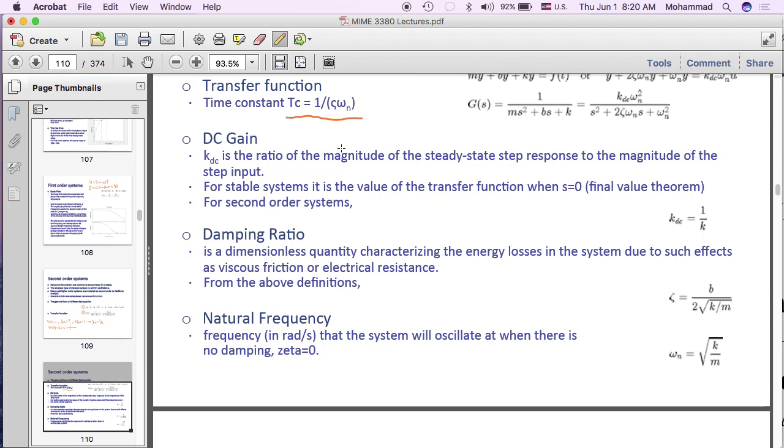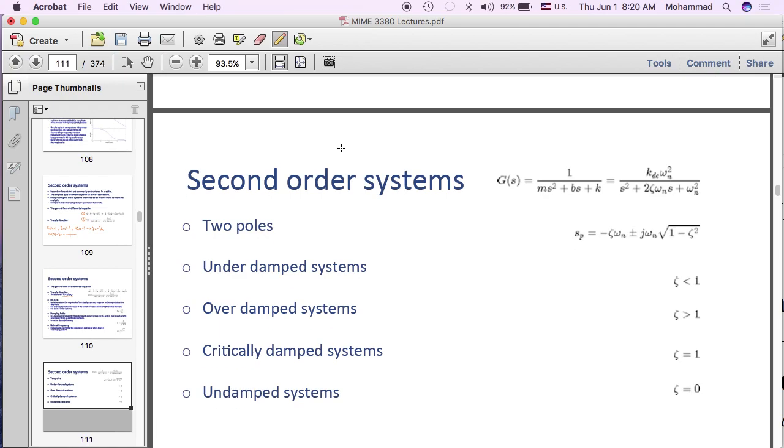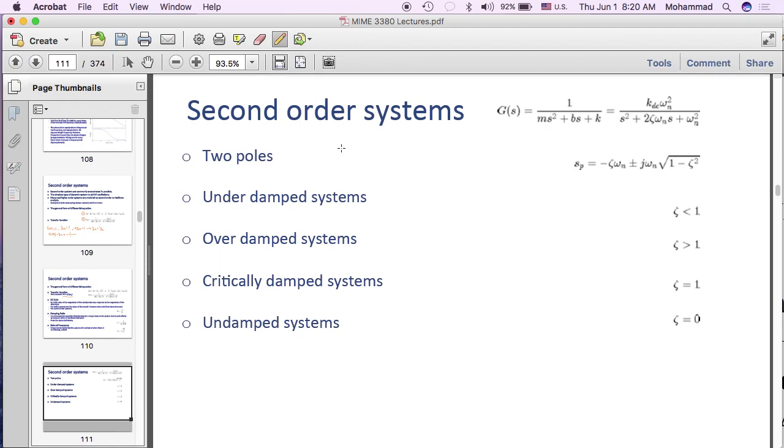So let's see what else we can learn about this second order transfer function. The way that we start from 1 over m s squared plus bs plus k, this comes from the differential equation. Now, the way to get from this to this standard form, where coefficient of s squared is 1, is simply by dividing everything by m. So if you divide everything by m, you get rid of coefficient of s squared, and here you have b over m, here you have k over m.